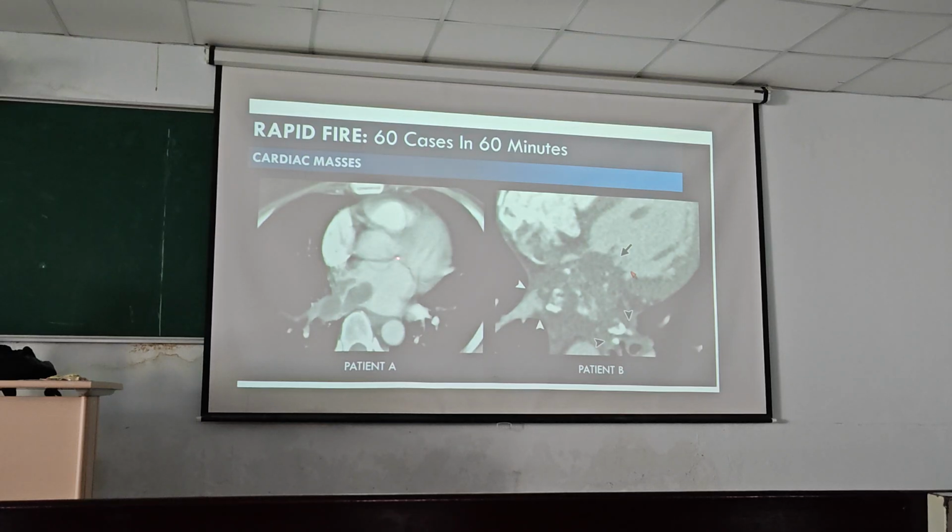Another. So this is the left atrium right here. The left atrium has pulmonary veins. So up here is the superior pulmonary vein. This is the inferior pulmonary vein. The pulmonary vein has some masses there. This one is a different patient, has some calcification.